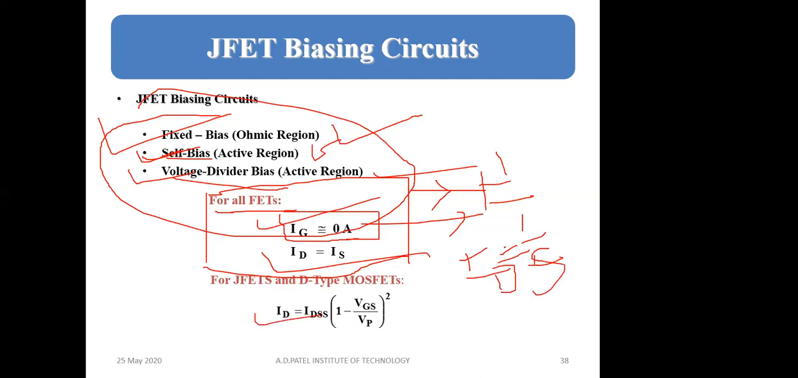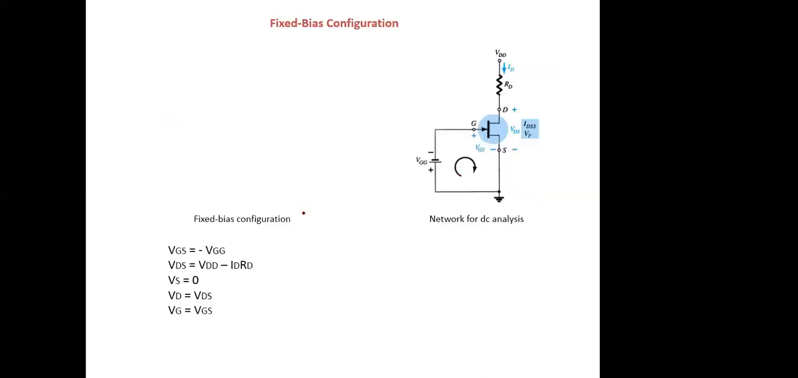And this is the equation which we will follow: ID is equal to IDSS into (1 minus VGS by VP) squared for the JFET and D MOSFET. D MOSFET we will not see, but for JFET analysis we will be using this equation. Now let us go to the first circuit, which is the fixed bias configuration.